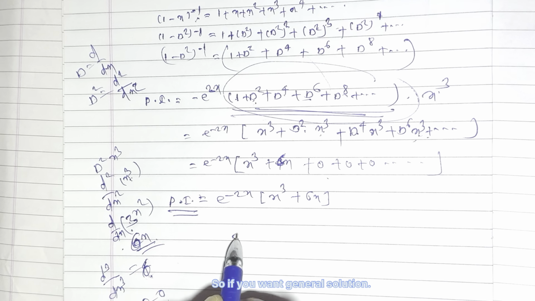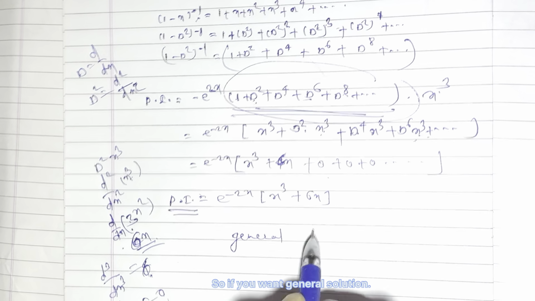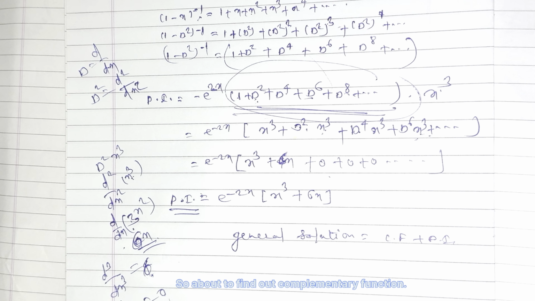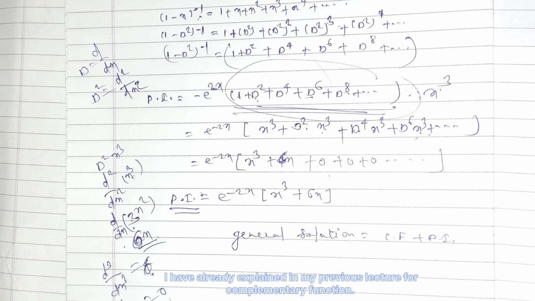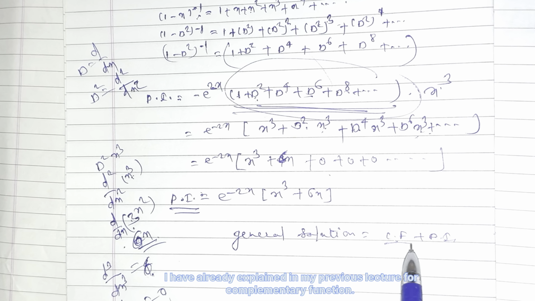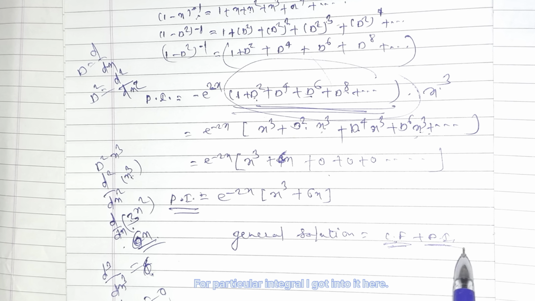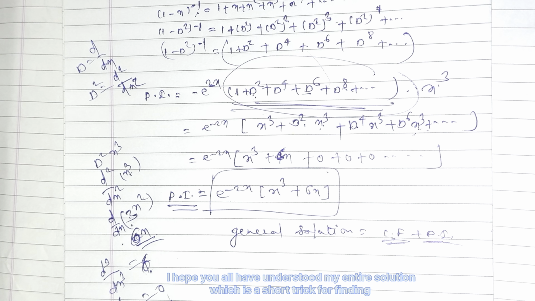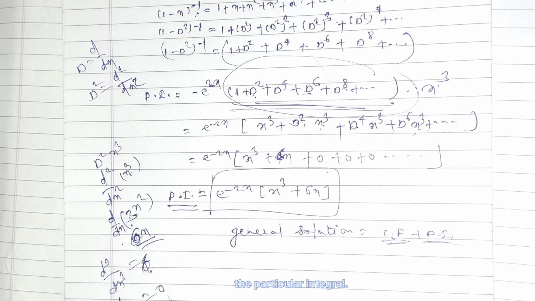So if you want the general solution, write down the complementary function plus the particular integral. To find the complementary function, I already explained it in my previous lecture. Now the particular integral, I got it here. I hope you all have understood my entire solution, which is a short trick for finding the particular integral.